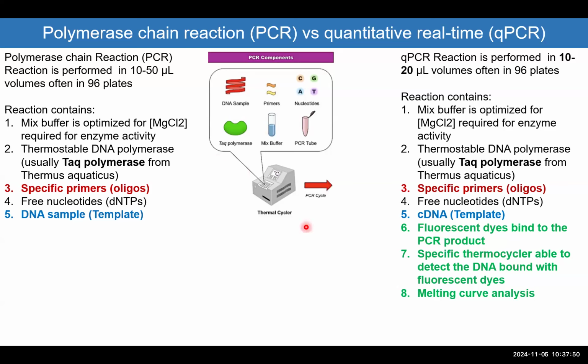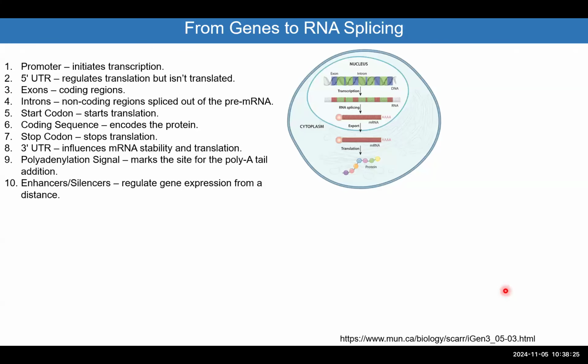And then it's not a normal thermocycler, which just increases the temperature to 95, then to 55, then to 72, and then again to another cycle and another cycle. It should have these capabilities, plus it should have the capability to read the amount of these fluorescent dyes that bind to the DNA. And finally, we should be able to analyze the melting curves. And we will check what those melting curves are and how we read them.